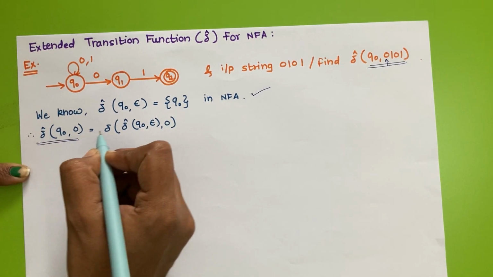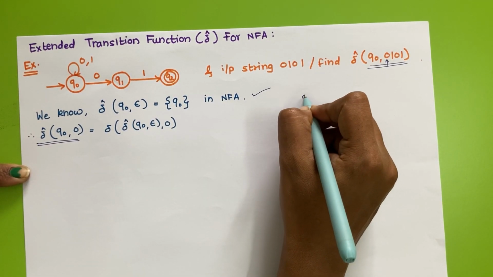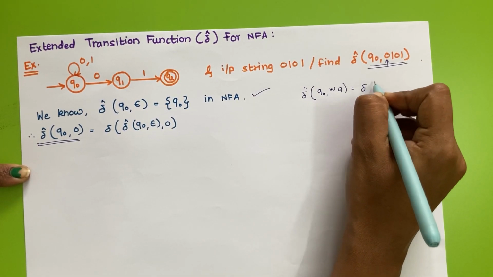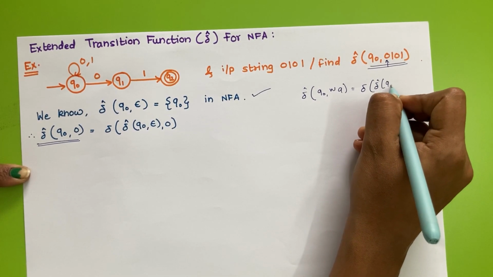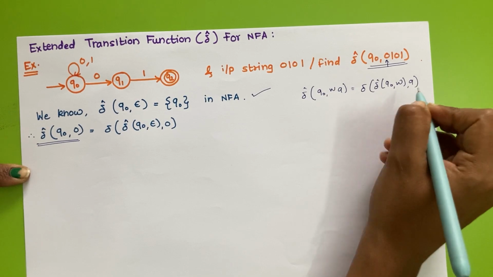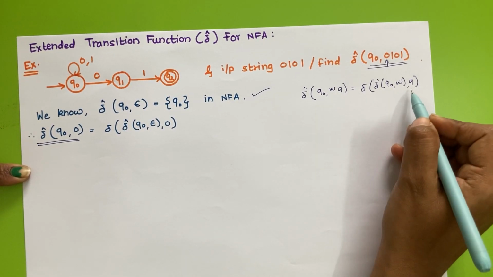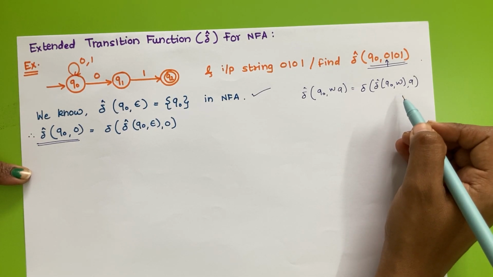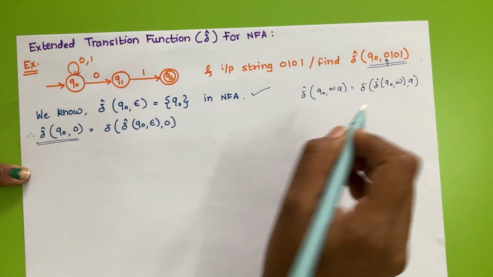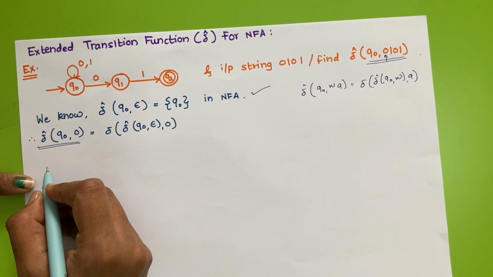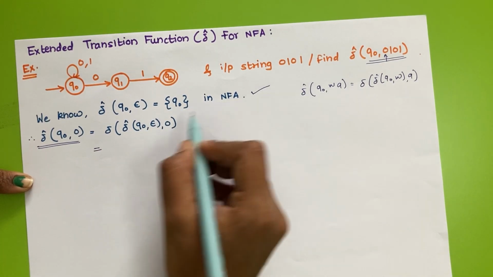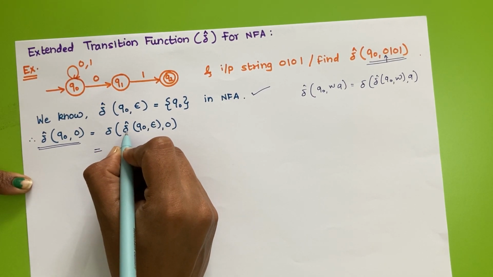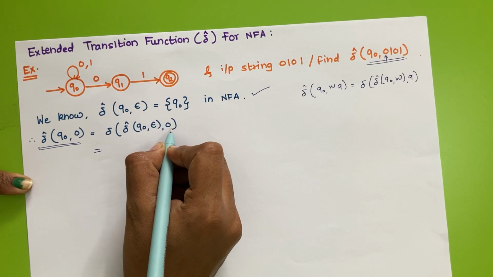I'll convert this into a format, that is delta cap of Q0 comma WA is equal to delta of delta cap of Q0 comma W, comma A. This formula is already mentioned in the video on the extended transition function of DFA. We have the same formula here, but the output is different. I have written the same in this format. So delta cap of Q0 comma empty is equal to Q0, comma 0.